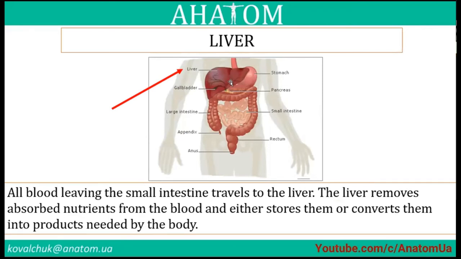For example, venous blood from the stomach will move into the liver. Venous blood from all the unpaired organs in the abdominal cavity will be moving to the liver, and the liver removes absorbed nutrients from the blood and either stores them or converts them into products needed by the body.